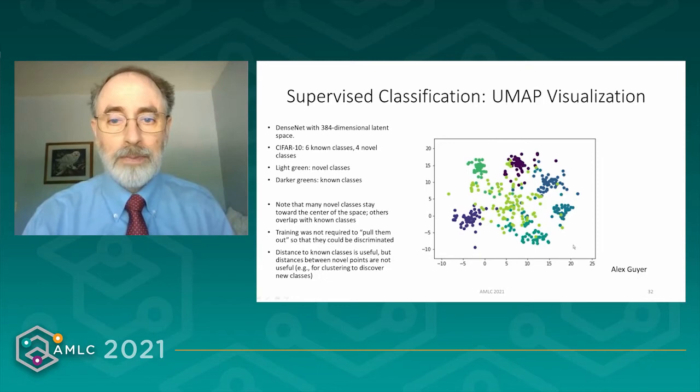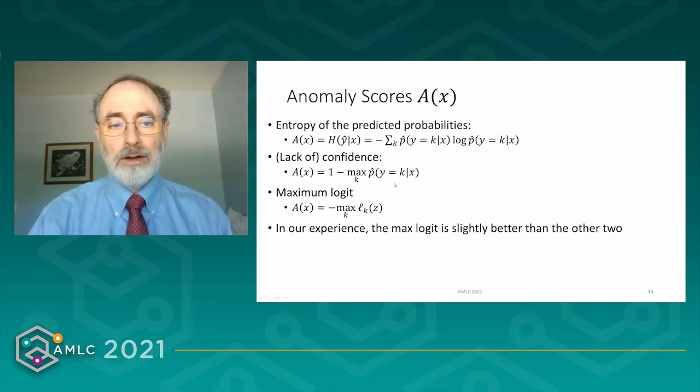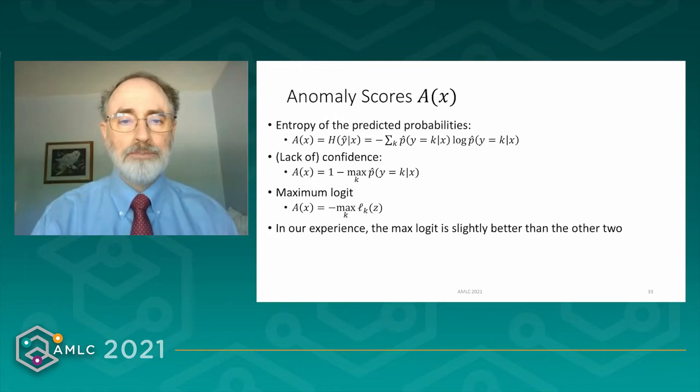So when we train up a classifier, we generally use one of these three anomaly scores: either the entropy of the predicted probabilities, or one minus the maximum of the predicted probabilities, which we could think of as a kind of one minus the confidence, or the negative of the maximum logit before it goes through the softmax. We find this is actually the best of these measures, but they all perform quite similarly.